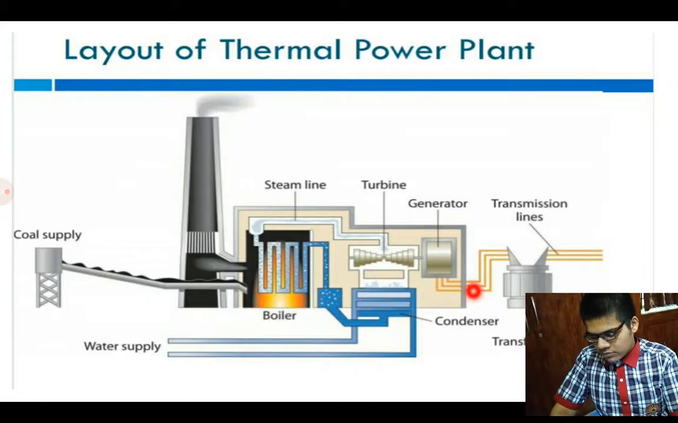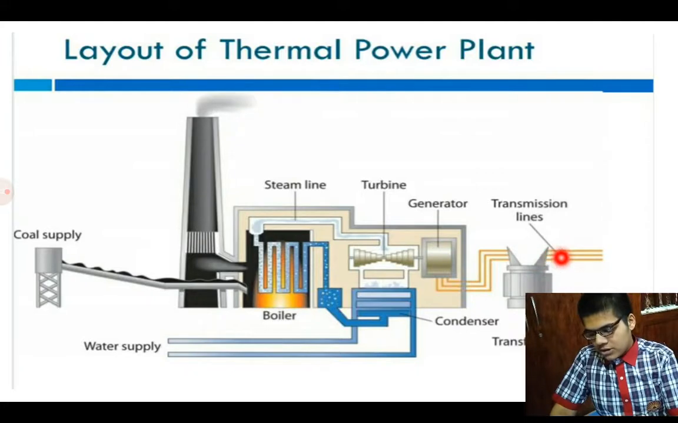The generator transfers electricity to the transformers, and the transformers transfer electricity to the transmission lines.